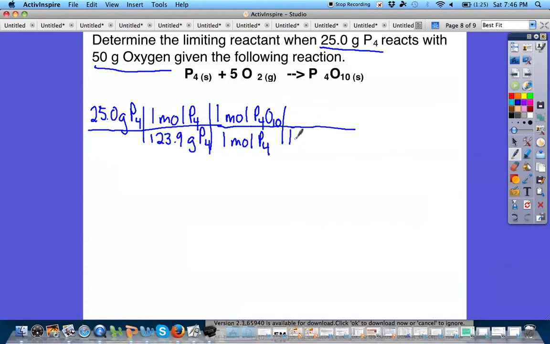And then we need the molar mass of P4O10, which I calculated to be 283.9. So we need to take 25 times 283.9 and then divide it by 123.9. And I got a mass of 57.3 grams of P4O10.